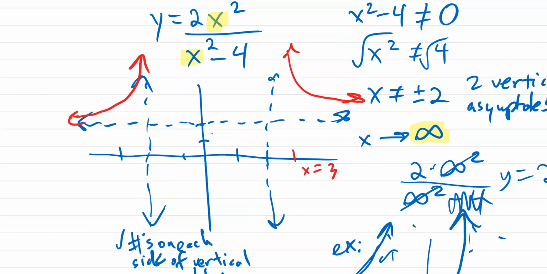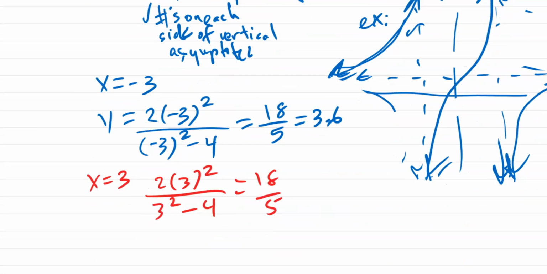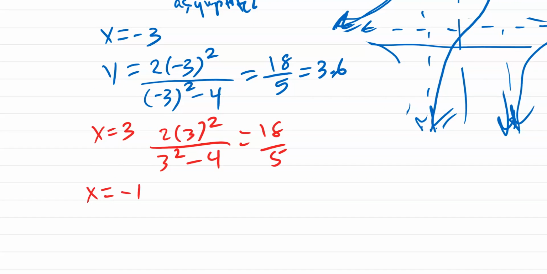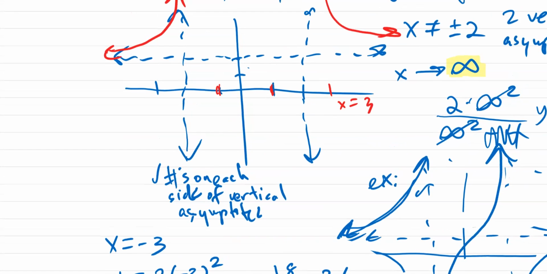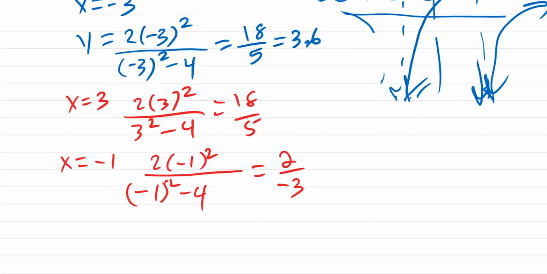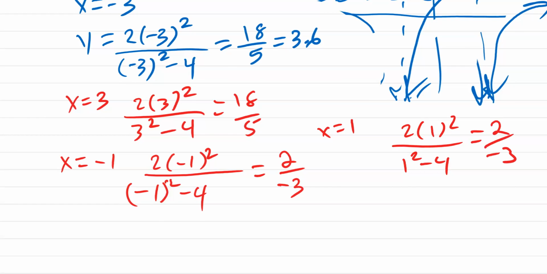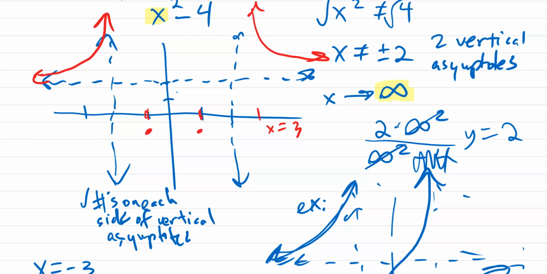Check here in the middle. Check -1 and +1. 2 times -1 squared over -1 squared minus 4. That gives me 2 over -3, -2/3. Not a great number, but it's just down kind of here. Check it at +1. 2 times 1 squared over 1 squared minus 4 will give me 2 over negative 3, or negative 2/3. That's the same. This is where I'm going to have this kind of parabola in the middle.